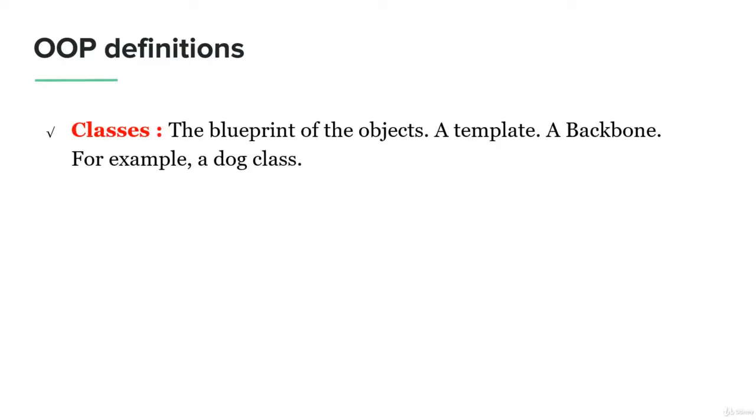Let's start with classes. When we say a class, an object-oriented programming class or a Python class, we mean the blueprint of the objects, okay? So it's a template or a backbone. For example, we can have a dog class. We didn't specify here the color of this dog, the type of this dog, the breed of this dog, or anything, right? We just said that this is a dog, okay?